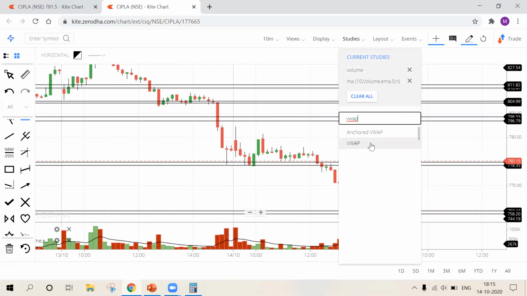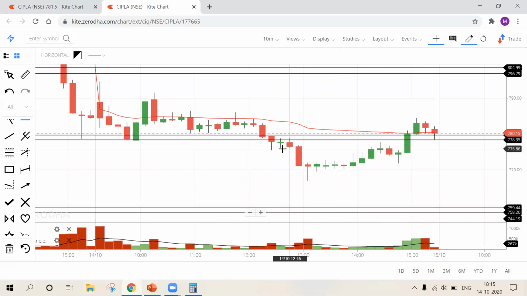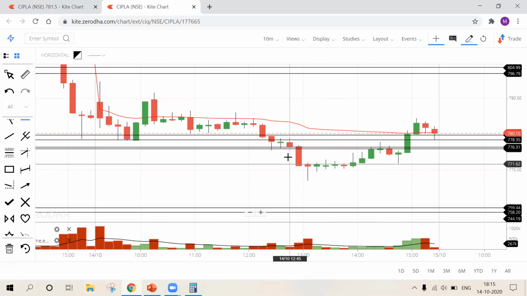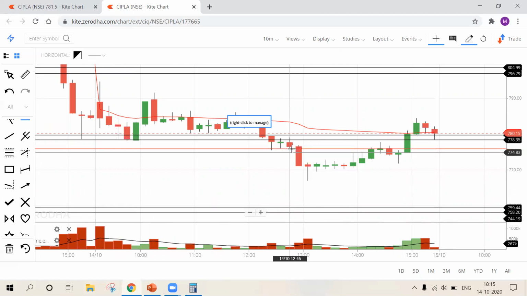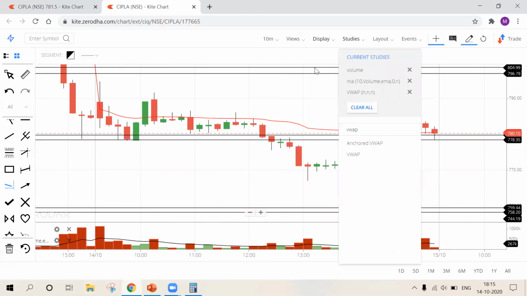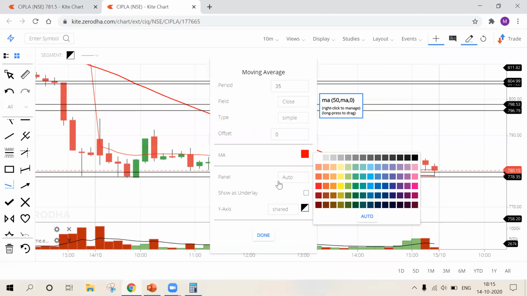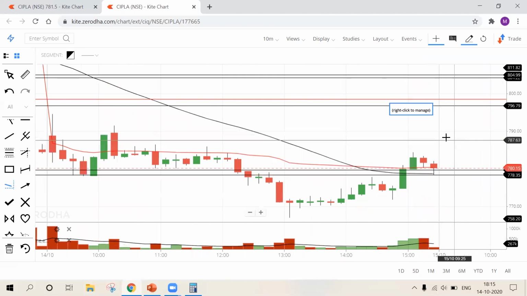Let's see if we're getting any entry or not. All right, we can make a lower low. Yes, here, lower low. All right, we shall add a moving average as well. 35 moving average, black color, done.